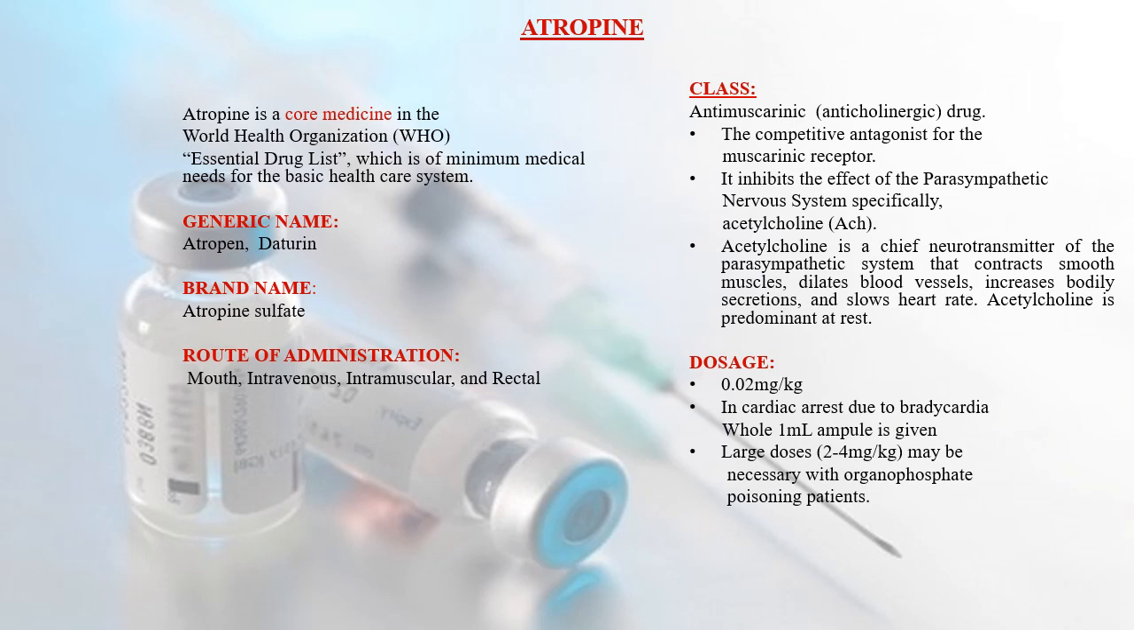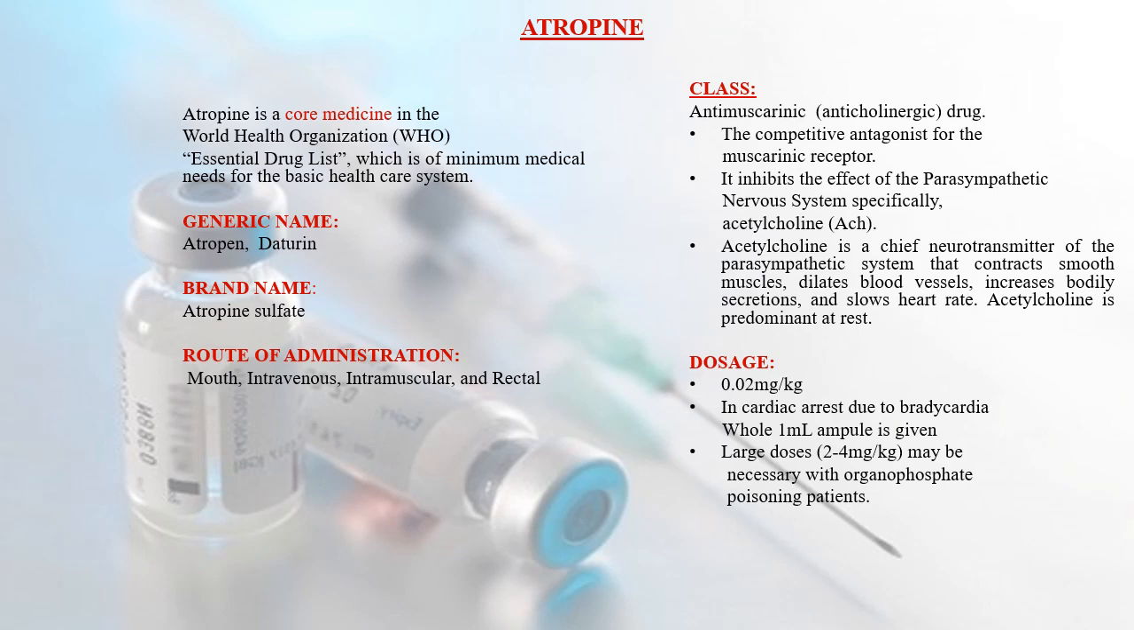Atropine belongs to the class antimuscarinic drug or anticholinergic drug, a competitive antagonist for the muscarinic receptors, the receptors involved in the parasympathetic nervous system. So it inhibits the effect of the parasympathetic nervous system, specifically acetylcholine. Acetylcholine is predominant at rest, is the chief neurotransmitter of the parasympathetic nervous system that contracts smooth muscle, dilates blood vessels, increases bodily secretions, and slows heart rate.